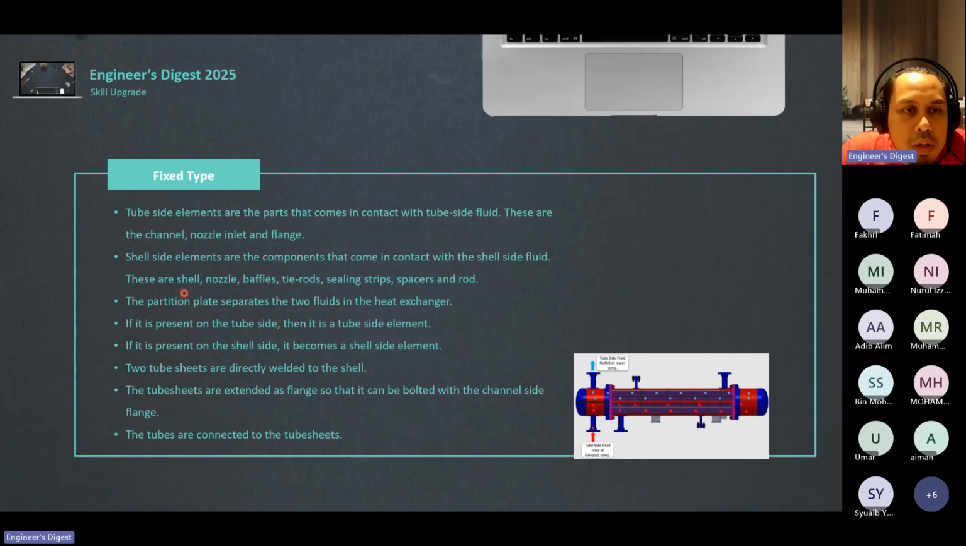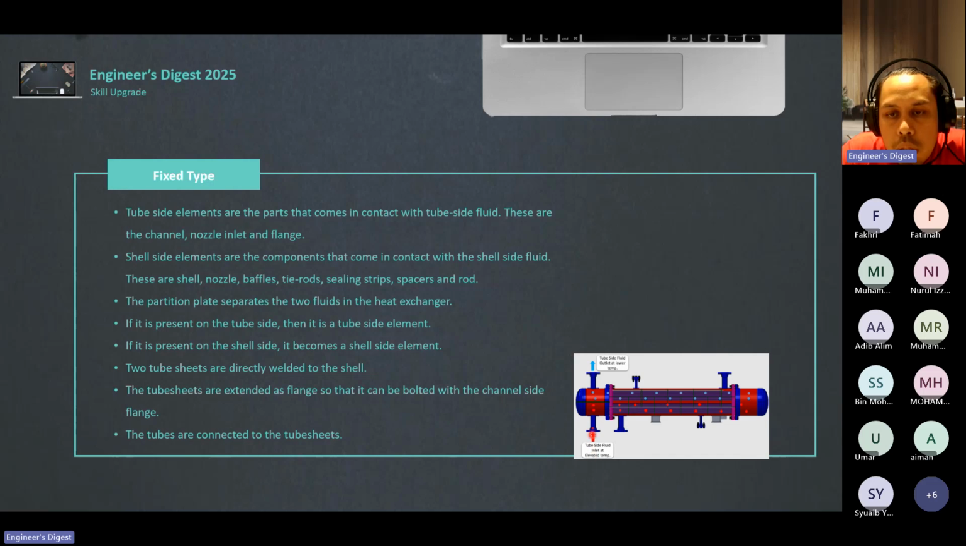The partition plate separates the two fluids in the heat exchanger. So we have a partition plate. It is there to separate the fluid. If it is present on the tube side, then it is a tube side element. If it is present on the shell side, it becomes a shell side element. What does it mean?